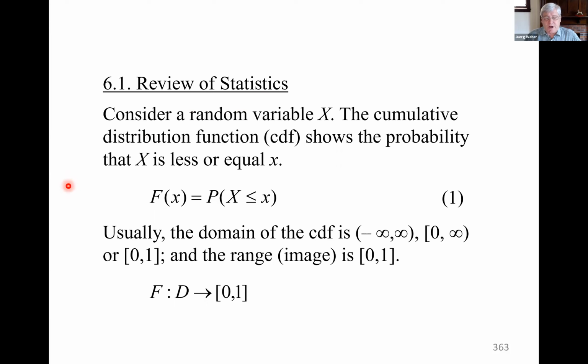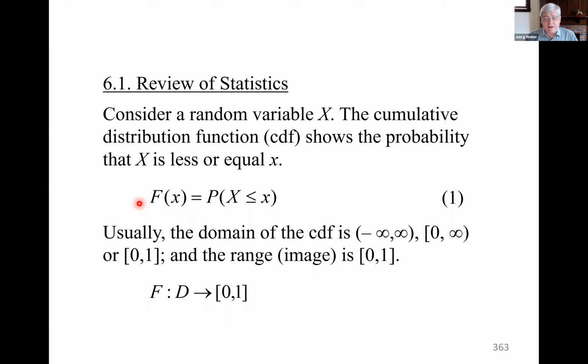In equation 1 here, a cumulative distribution function shows the probability that a random variable x takes a value that is equal or less than the critical value small x. That's a function value of the cumulative distribution function.